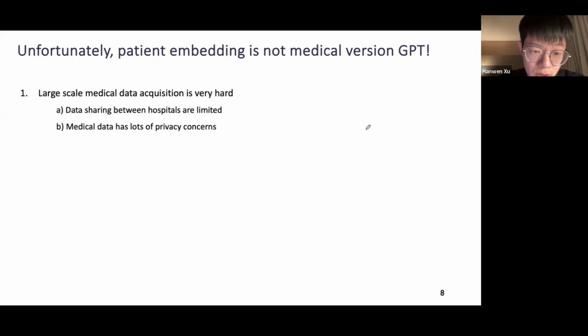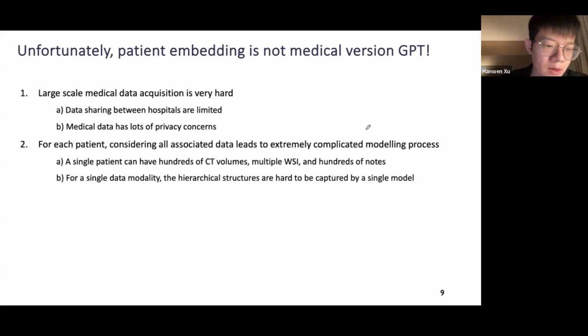Also, because of privacy concerns or PHI issues, data sharing between different hospitals or centers is usually restricted. And because of the sensitivity of patient data, collaboration and data sharing become pretty challenging. This hinders our progress in building a really diverse and large-scale dataset that is enough for us to train a foundation model in the medical domain.